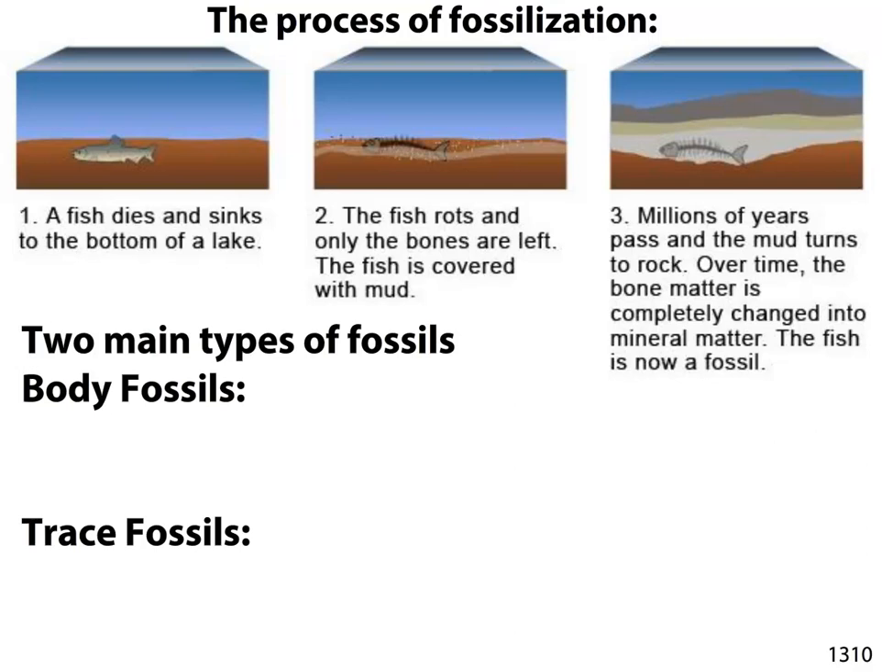There are basically two main types of fossils. One is called a body fossil, and the other is called a trace fossil. A body fossil means it's actually direct evidence of that critter, so it's a fossil bone or a shell. A trace is something like a footprint, a burrow, a track, something that is indirect evidence of the existence of that creature.